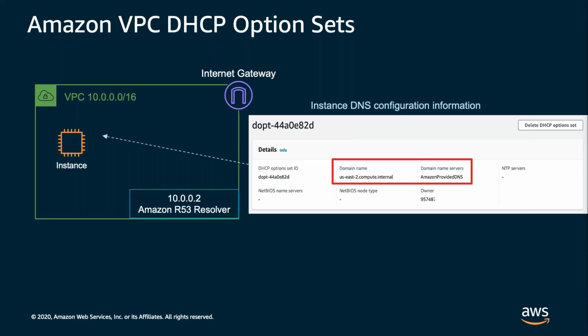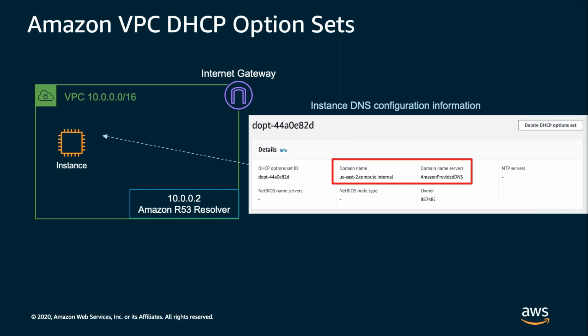There's some other options here where if we wanted to specify our own custom NTP servers or NetBIOS name servers, we do have the ability to do that. You also have the ability to provide your own DNS servers here. So we can see under domain name servers, it says Amazon provided DNS. We would really recommend that you use that for your name resolution. So it's highly available and provides the lowest latency name resolution.